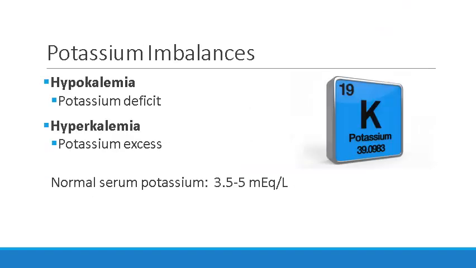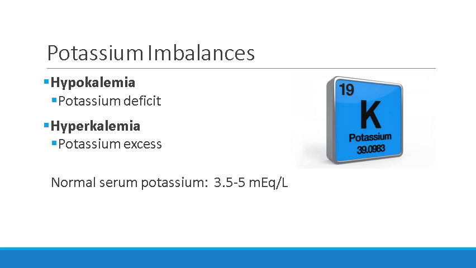Potassium imbalances. So potassium is another really important electrolyte. Hypokalemia is the most common deficit. It's more common than hyperkalemia. So hypokalemia, hypo meaning low, kalemia meaning potassium. Low levels of potassium or potassium deficit. Hyperkalemia, high levels of potassium or potassium excess. Normal serum potassium, about 3.5 to 5. Again, those ranges can vary very slightly just depending on where you work and what you use for a reference.